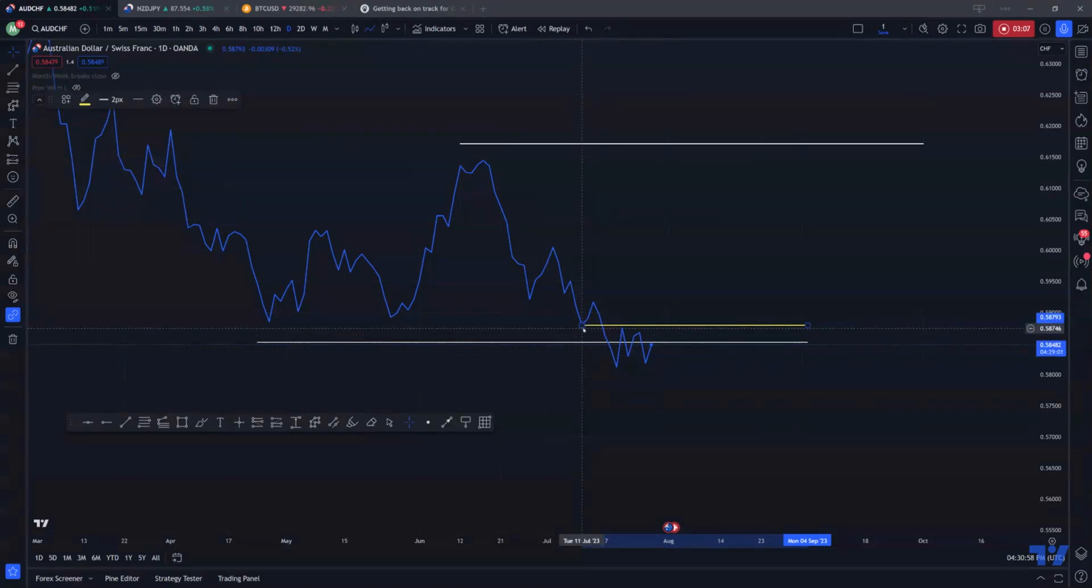So now we have a daily break of structure. This yellow is going to represent the daily break of structure. There has been a break of structure from this point to that, and this was the previous low on the daily time frame. Remember, the other was the weekly time frame, and this is on the daily time frame. So there has also been a break of structure on the daily time frame.